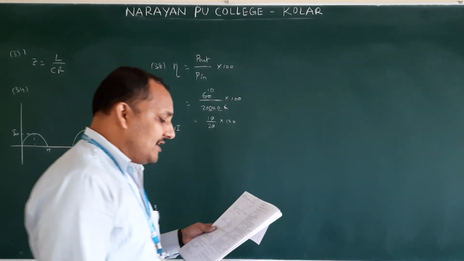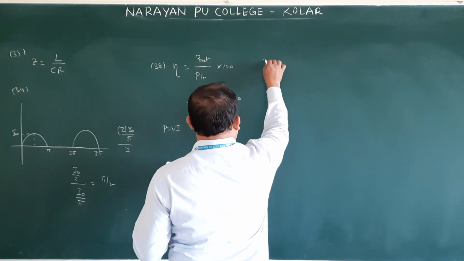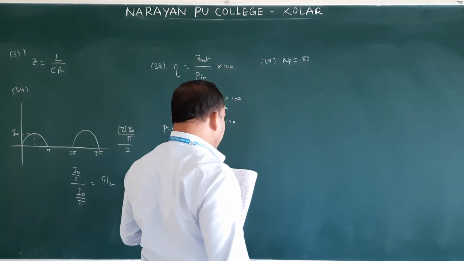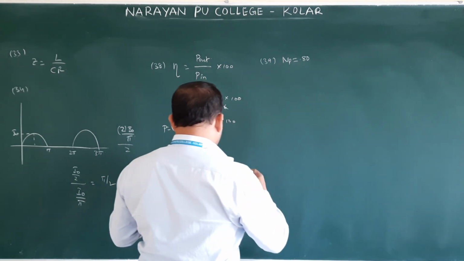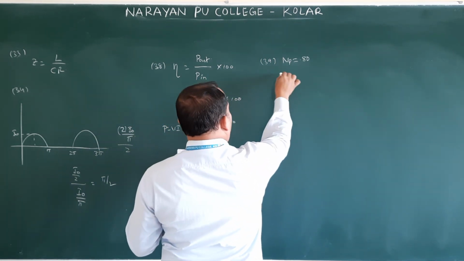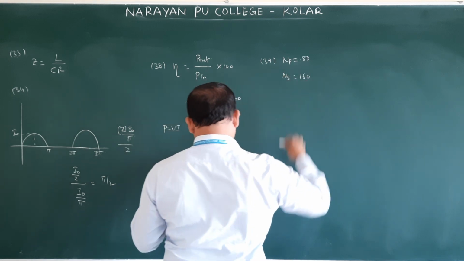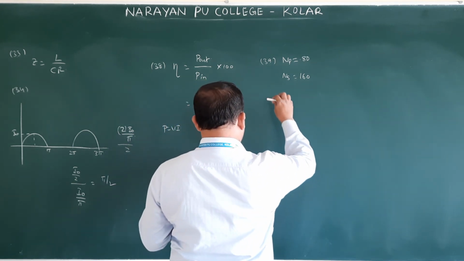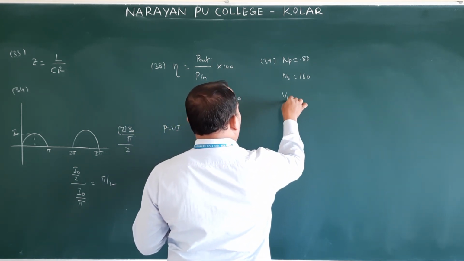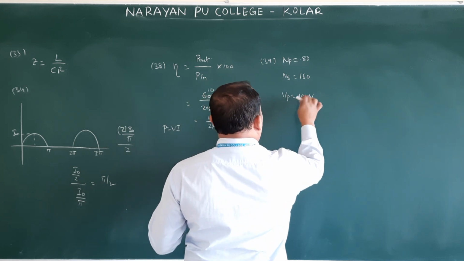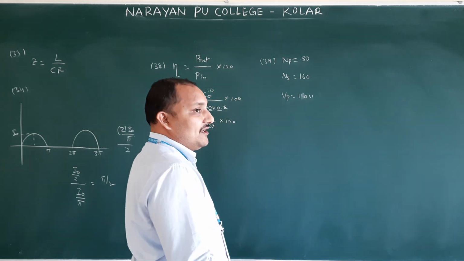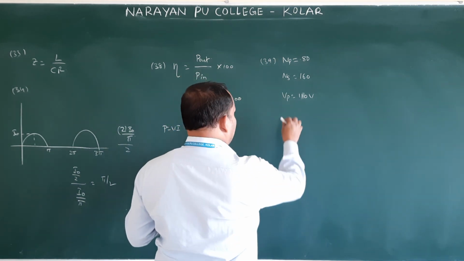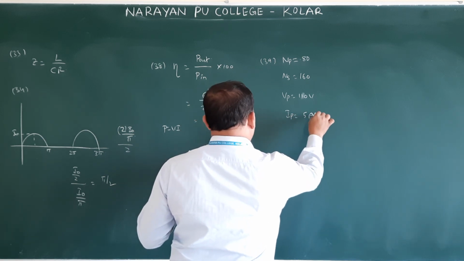The number of turns in the primary coil is 80, and in the secondary coil 160. Primary coil NP is 80 and NS is equal to 160. The primary coil is connected to an AC supply of 110 volts. Primary coil voltage Vp is equal to 110 volts. And the current in the primary coil is 5 amperes.